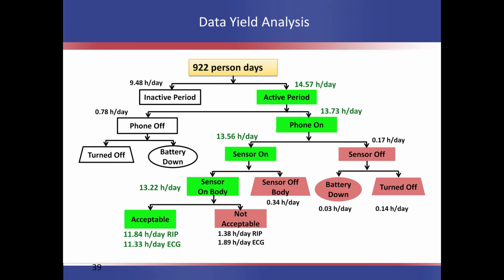Out of that, the phone is on for over 13 hours, and the sensors are also on for over 13 hours and worn properly on the body. So for over 13 hours per day, the sensor is on, the phone is on, and the sensor is on the body, and out of that we get about over 11 hours per day of acceptable quality data.